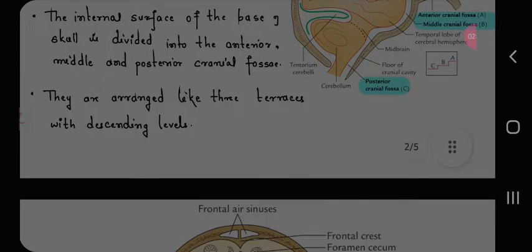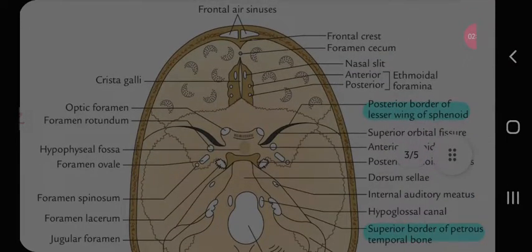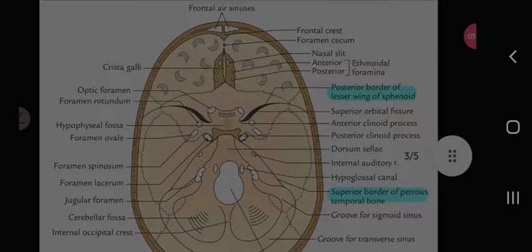The internal surface of the base of the skull is divided into the anterior, middle and posterior cranial fossa. They are arranged like 3 terraces with descending levels. Labeled features include: frontal air sinus, frontal crest, foramen cecum, nasal slit, anterior and posterior ethmoidal foramina, crista galli, optic foramina, foramen rotundum, hypophyseal fossa, foramen ovale, foramen spinosum, foramen lacerum, jugular foramen, cerebellar fossa, internal occipital crest, foramen magnum, groove for transverse sinus, groove for sigmoid sinus, superior border of petrous temporal bone, hypoglossal canal, internal auditory meatus, dorsum sellae, posterior clinoid process, anterior clinoid process, superior orbital fissure, and posterior border of the lesser wing of the sphenoid.